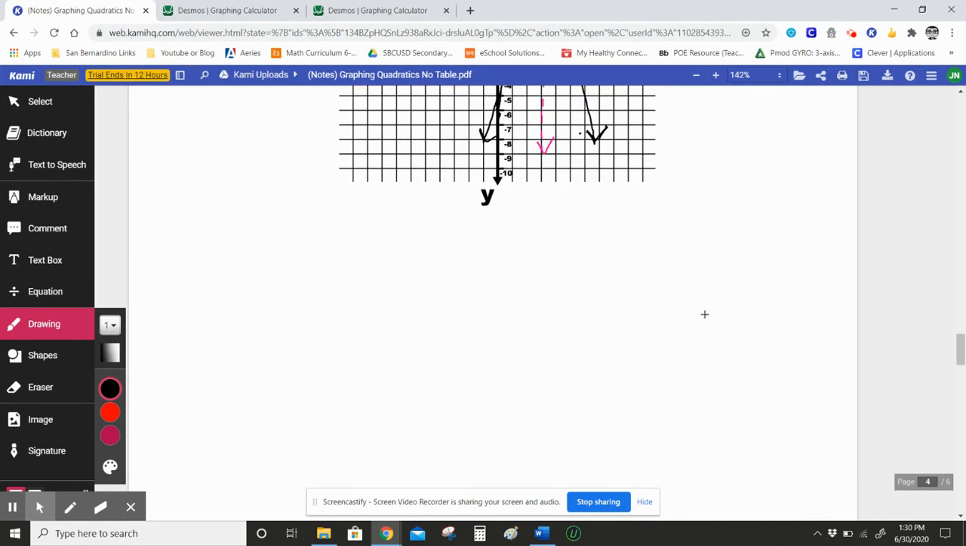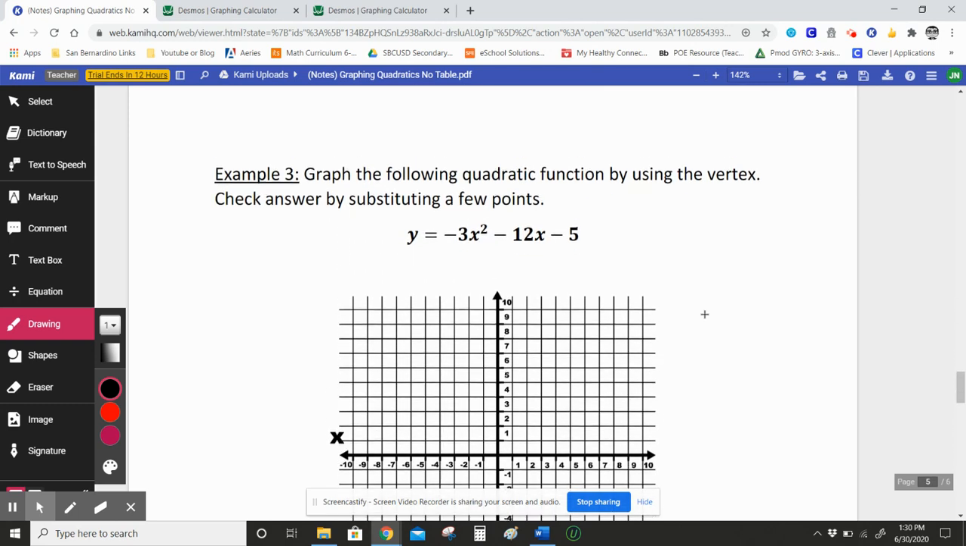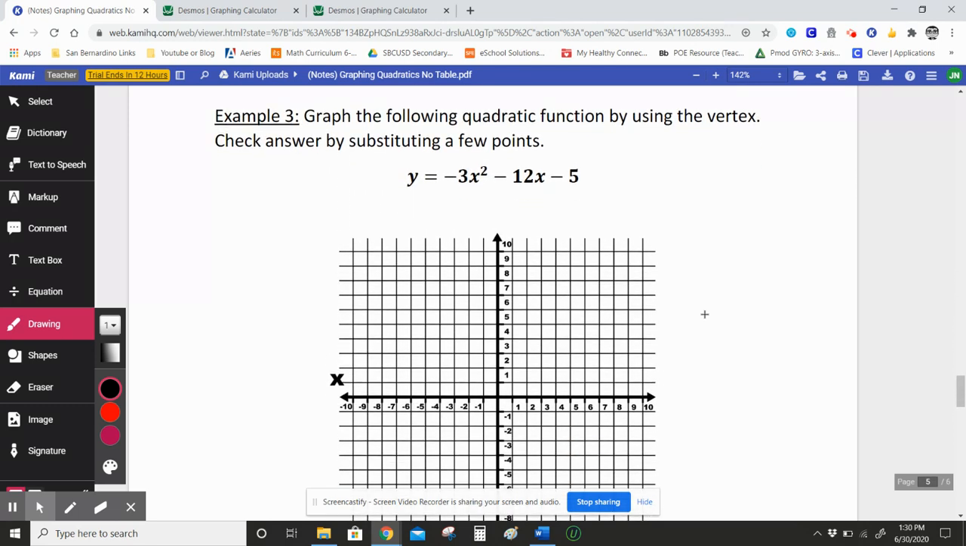Anyways, moving on. I do have a couple of examples for you. I did 4 total. I know it's kind of a long video, but I figured the more examples, the more clear it's going to be when you actually have to do this on your own. So let's try example number 3. Let's graph this. I'm going to be going a little bit faster now.